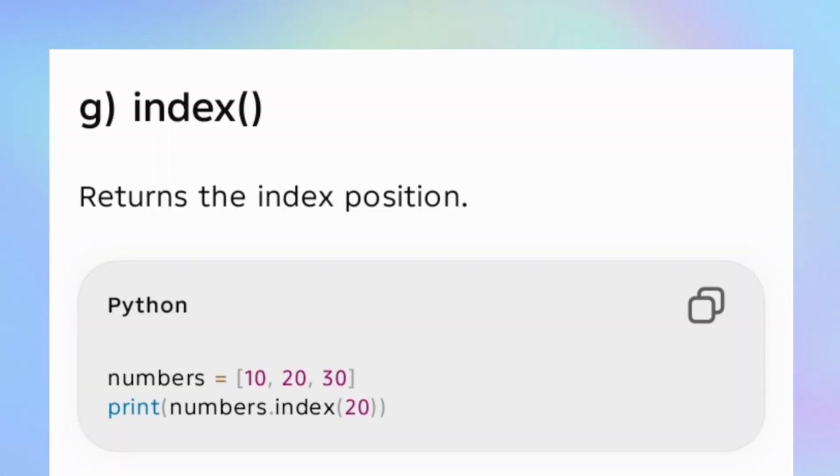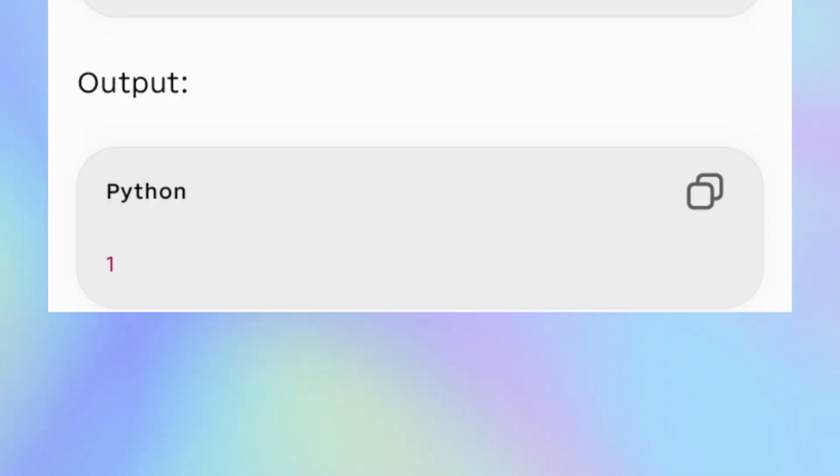Index returns the index position. numbers = [10, 20, 30], print(numbers.index(20)), so the output is 1. It returns the index position, so let's see, the output is 1.